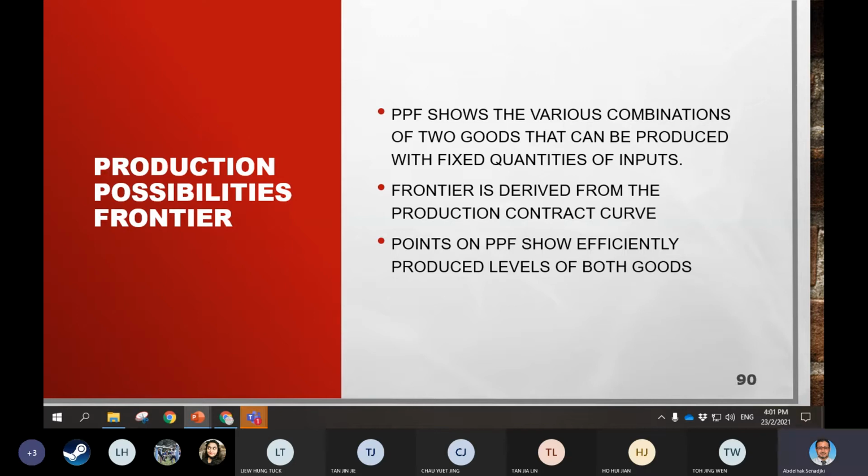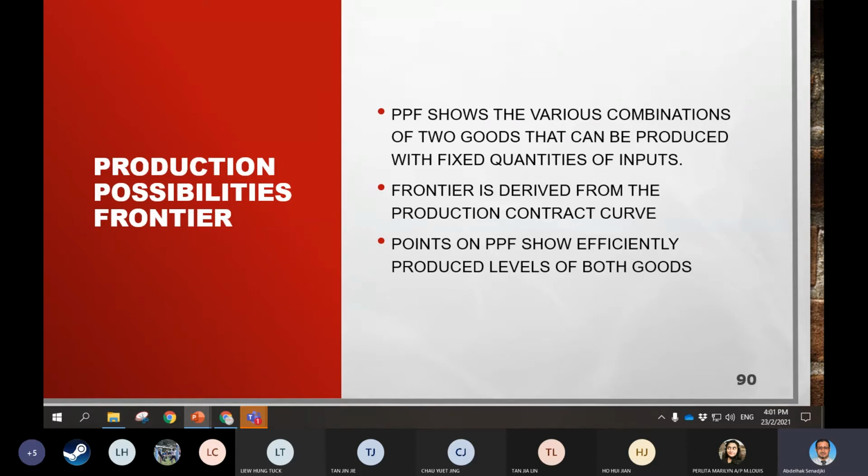So we continue with topic number three. And today we are going to discuss the production possibilities frontier. So what is the PPF? A PPF shows various combinations of two goods that can be produced with fixed quantities of inputs.